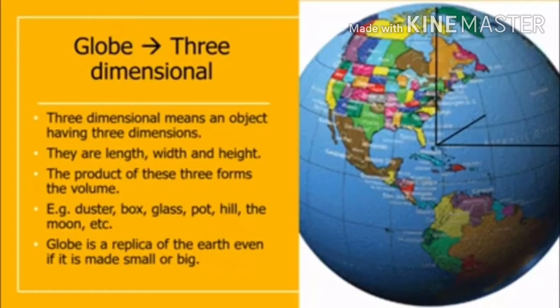Now we are moving towards a three-dimensional object, that is globe. It has three dimensions: length, width and height. The product of these three forms the volume. For example, duster box, glass, pot, hill, the moon are three-dimensional examples. Globe is a replica of the earth even if it is made small. I hope you understand the difference between these.